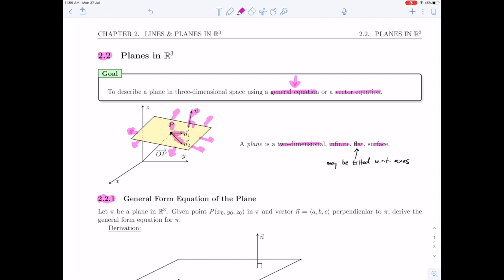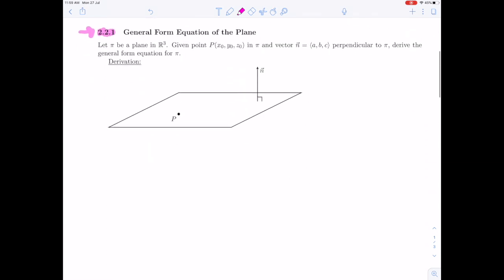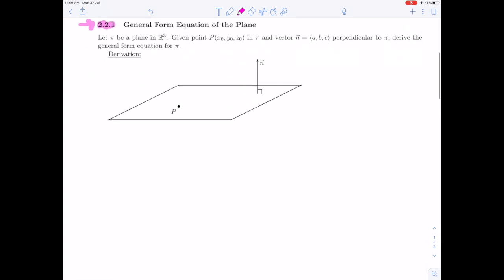So let's go to the general form equation of the plane. Let pi be a plane in R3. Pi, that's not the number 3.14159, it is just a Greek letter. Since we use P for point, we use pi to represent just the name of the plane. Given a point P, which is (x0, y0, z0) in pi, and a vector n = (a, b, c) that is perpendicular to pi, we're asked to derive the general form equation for pi.